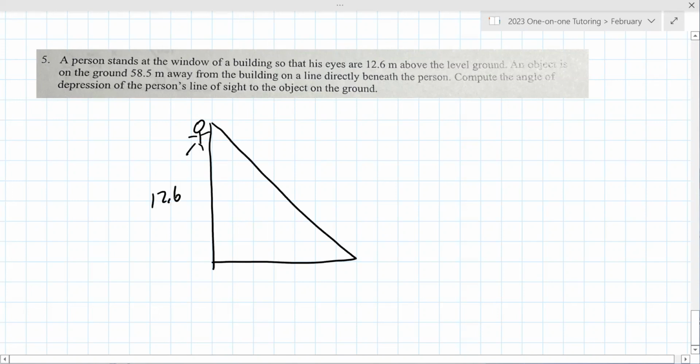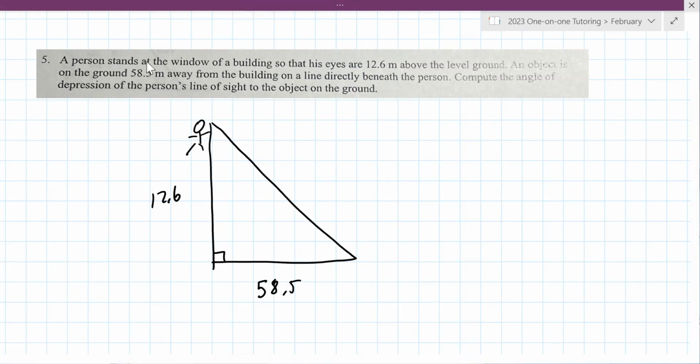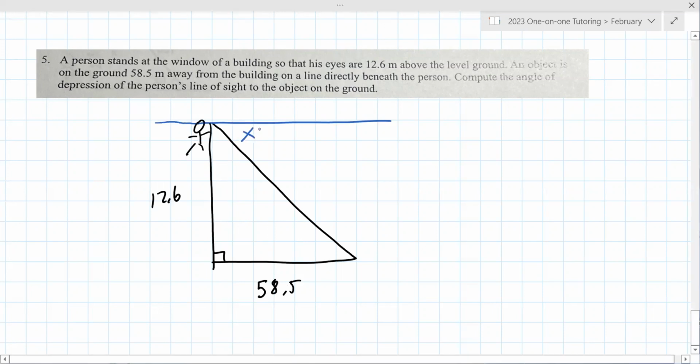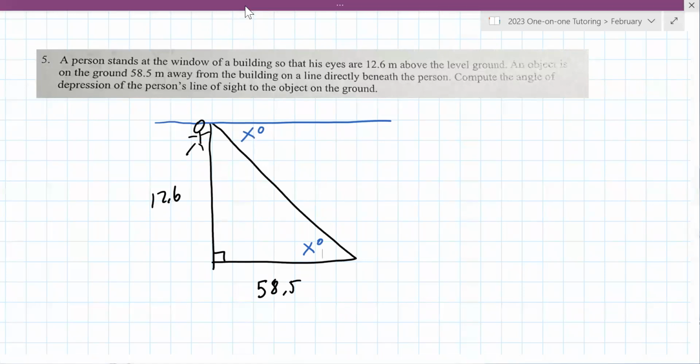A person stands at the window of a building, so his eyes are 12.6 meters above the level ground. So here's the person, and they're looking out, and they're 12.6 above the ground. And there's an object on the ground 58.5 meters away. This is not to scale. This time they want the angle of depression. It's such an awkward thing. This is the angle of depression up here, but like I mentioned earlier, it's the same as this angle down here. And that might be something to get clarity on from class.